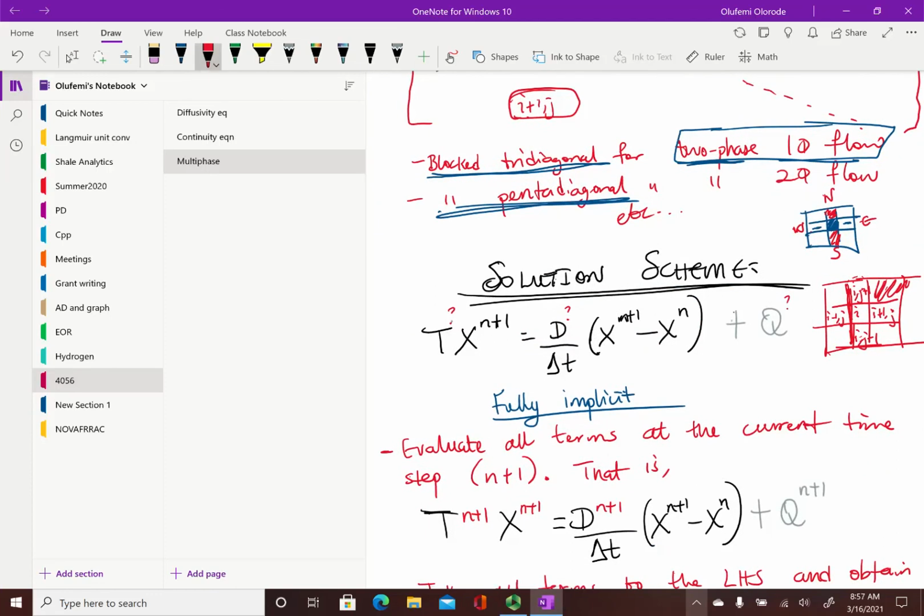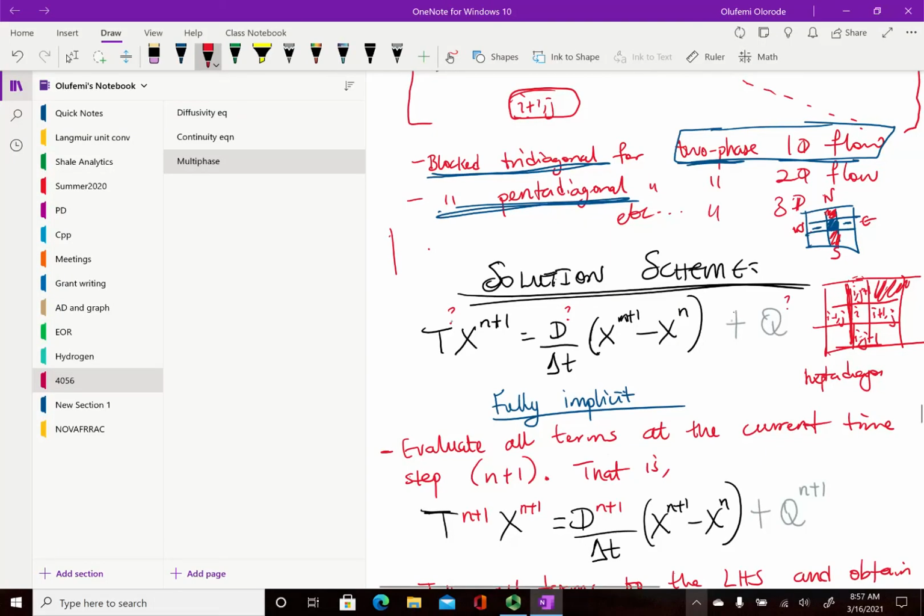For 3D, two-phase 3D flow, what do you think you will have? A blocked heptadiagonal system. So there will be 7 blocks of non-zeros along the diagonal of each row, basically. Everything else will be zeros.